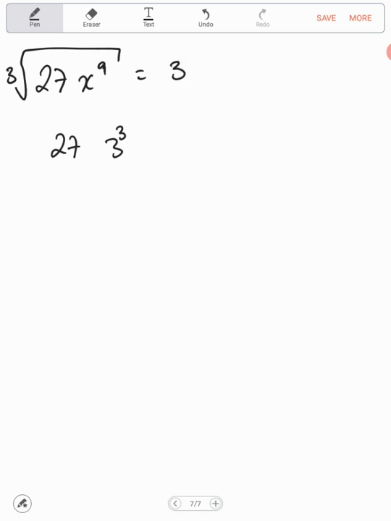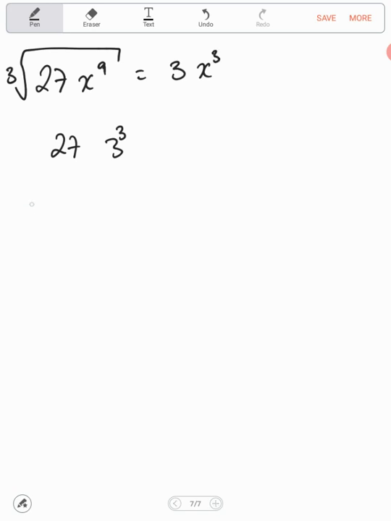Okay, what about cubed roots? So let's have 27x to the 9. Okay, and we're going to take the third root of that. So 27 is 3 to the power of 3. So that's obviously going to be 3. And then we're going to have x, and we do 9 divided by the 3, so it ends up being 3.